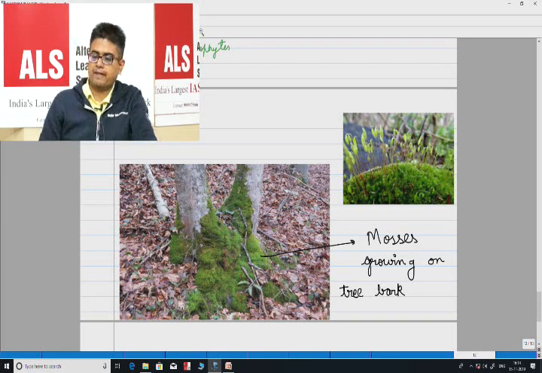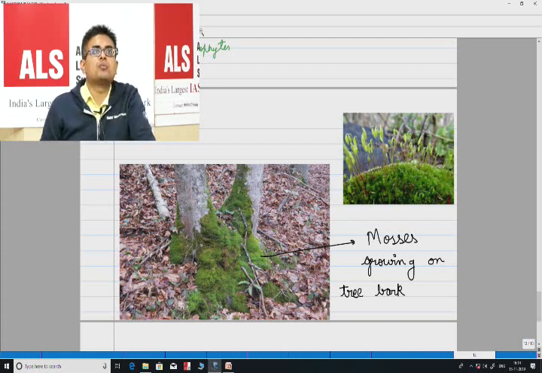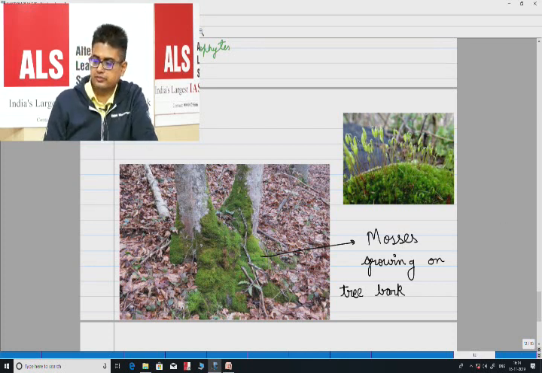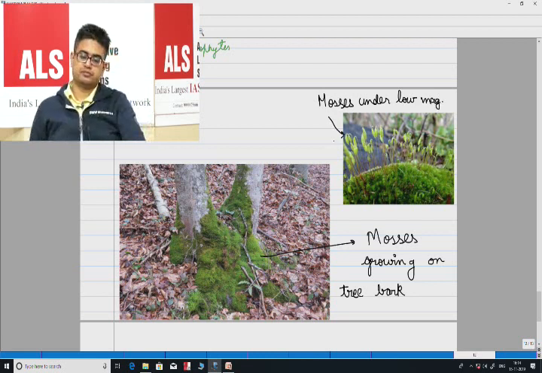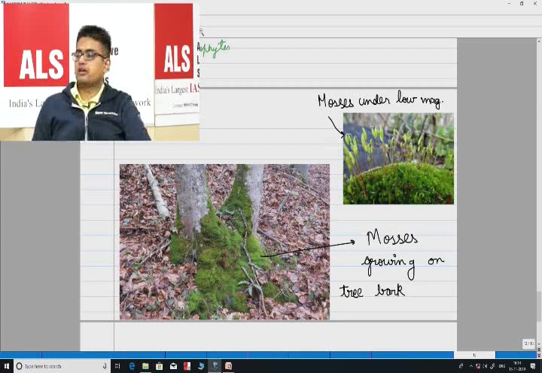Okay, and if you magnify them using a low power magnification microscope or just a simple convex lens, you will see this kind of thing: mosses under low magnification. Under low magnification, you will see them like this. Okay, so I hope this image is clear to everybody, right?